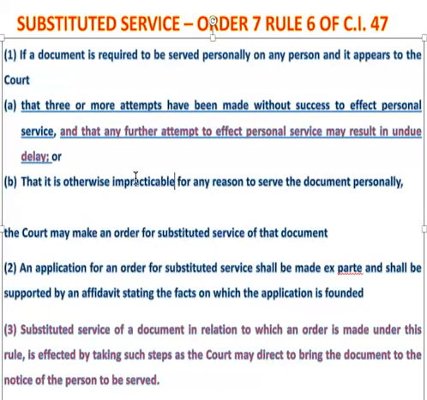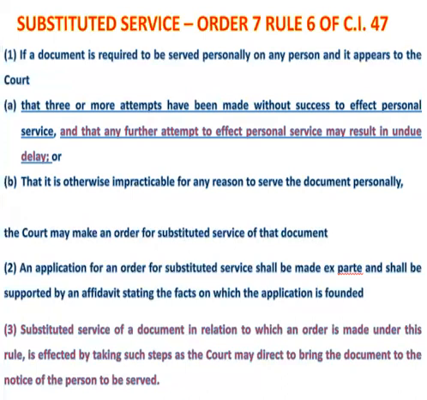So if a document is required to be served personally on any person, and it appears to the courts that 3 or more attempts have been made without success to effect the personal service, and any further attempt may result in undue delay, or it is otherwise impracticable for any reason to serve the document personally, the court may make an order for substituted service of that document. But how will the court make the order? You have to apply to the court as plaintiff. You have to tell the court that you tried to serve the defendant, you couldn't find him, so the court should enable you to serve him by substituted service.